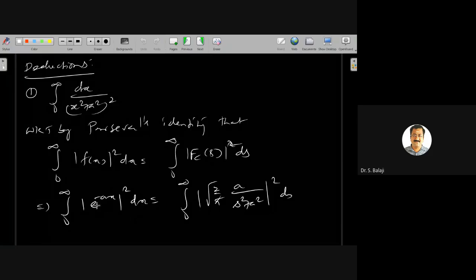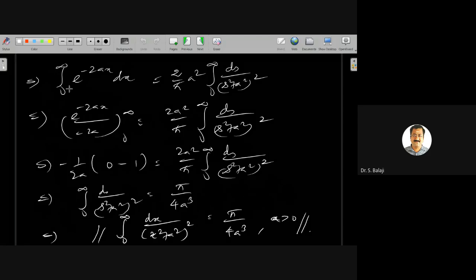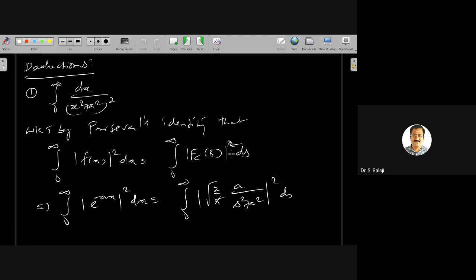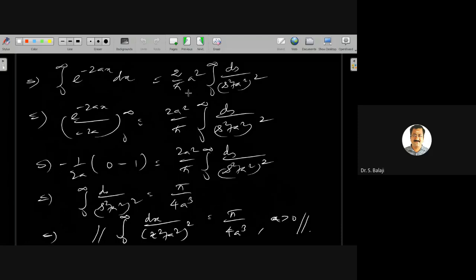Ordinary square means you get e power minus 2ax on the left. On the right, 2 by pi, a square, take it outside. So integral 0 to infinity e power minus 2ax dx equals 2 a square by pi, integral 0 to infinity ds by (s square plus a square) whole square, because the function is real.